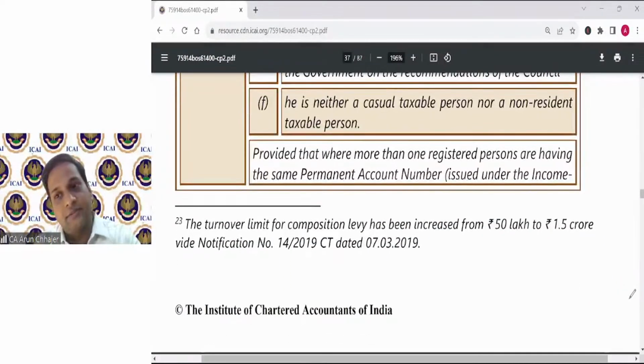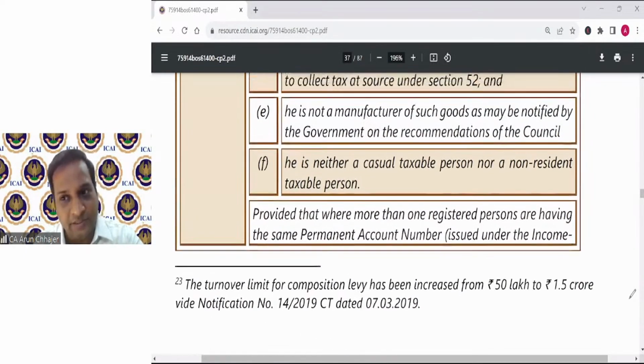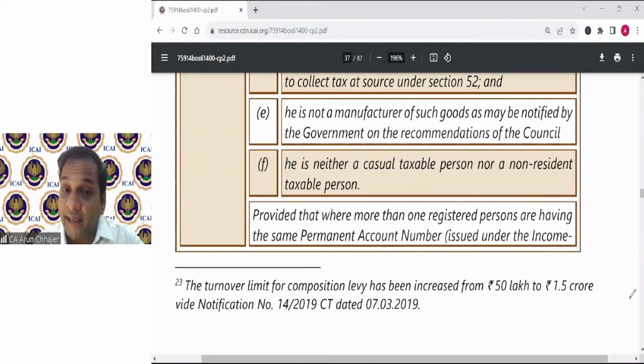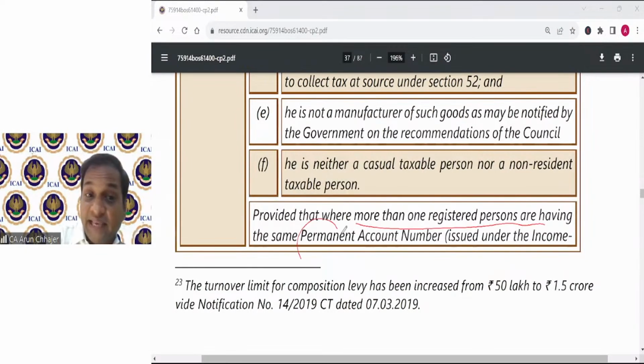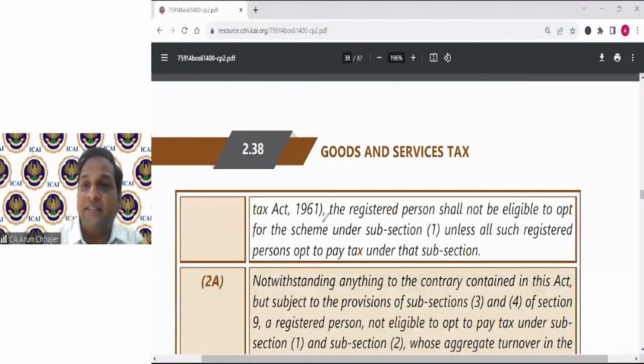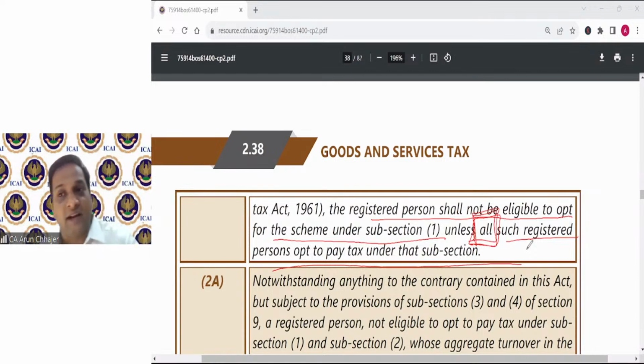Now the proviso says that more than one registered person having the same permanent account number, provided that more than one registered person are having the same PAN, then the person shall not be eligible to opt for the scheme under subsection 1 unless all registered persons opt to pay the tax under that subsection.